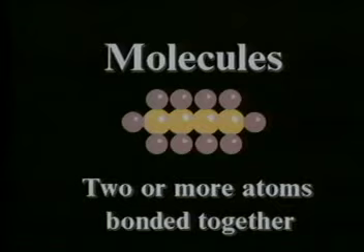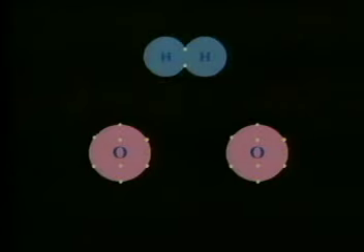For example, 2 atoms of hydrogen can bond together to form the diatomic hydrogen molecule. It is the same for oxygen. When oxygen atoms unite, they form the diatomic oxygen molecule. These unions are accomplished by the sharing of electrons between atoms.